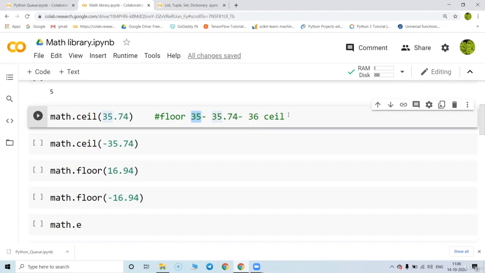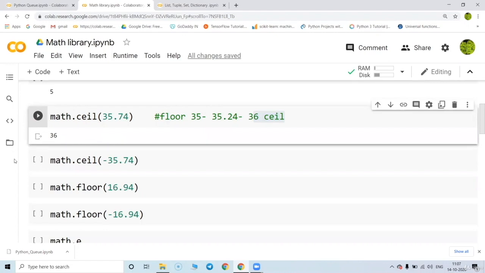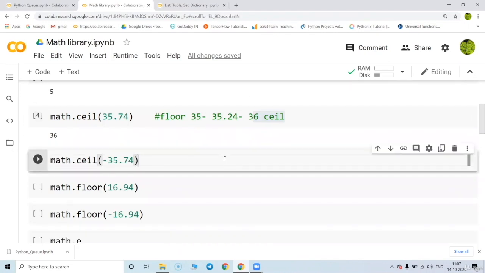Great. So when somebody asks you what is the floor of 35.74, you will answer 35. And what is the ceil? You will answer 36. Even if I write 35.224, still the floor is 35 and the ceil is 36. It is not a rounding off operation. Now in negative, if I write minus 35.74, what is the biggest value in this?